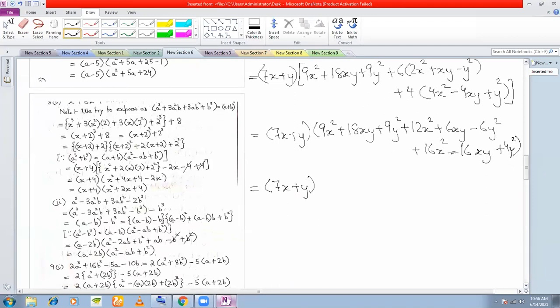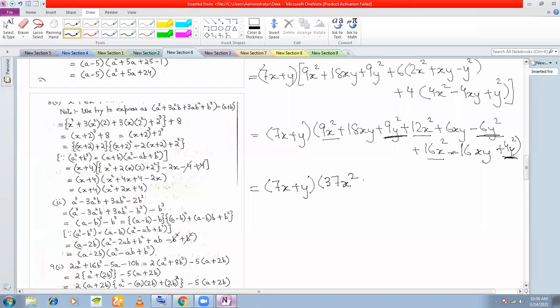Seven x plus y. Now you simplify this, check the like terms: 9, 12, and 16 you have. So how much will this give you? 21 and 16. This will give you a 37 x squared. Next you have here the y squared terms: 9y square minus 6y square and 4y square. First you add up, 9 plus 4 will give you a 13, and 13 minus 6 will give you how much?